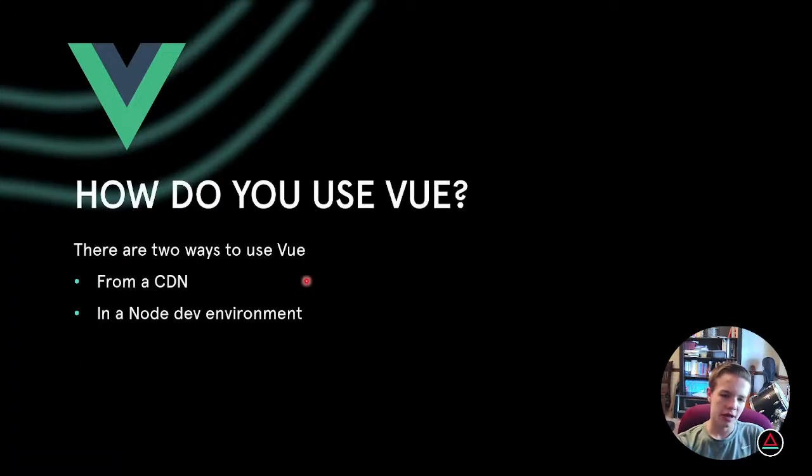So let's continue. How do you use Vue? There are two ways you can use Vue.js. One is from CDN, a content delivery network. You can use that if you're just wanting the basic functionality of Vue in an already existing web page. Or you can do it in a Node.js development environment, which is what we're going to be doing in this tutorial, because it allows us to use single file components and lots of other super neat stuff that the CDN version does not allow.